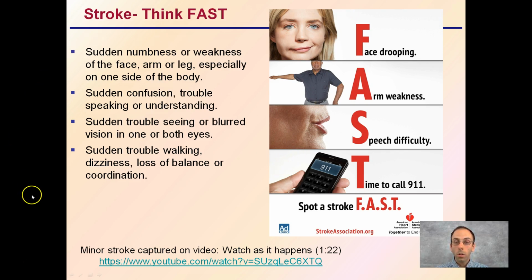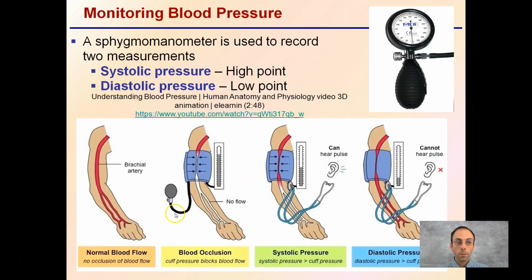So with this stroke, again, those things to look for: numbness or weakness in the face, arm, or leg, especially on one side of the body. Typically it's not both sides, it can be more evident on one side. There can be confusion or trouble understanding or speaking, sudden trouble seeing or blurred vision, trouble walking, dizziness, or loss of balance. I included a link here where you get to see an individual actually have a minor stroke and explain to you in the video while it's actually happening to them. So a pretty interesting video there.